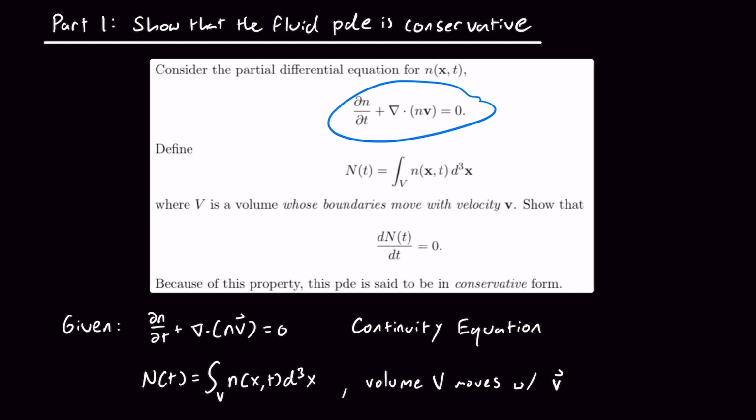So the first one is to ask, okay, show that the fluid PDE is conservative. By that, the question goes like this. Consider the continuity equation here at the top. Define big N such that it is basically the integral of all of the n. So it's going to be just the whole fluid itself, where the volume has boundaries that move with velocity v. Show that the full derivative of big N is 0, so that basically it doesn't change. This is also called the conservative form.